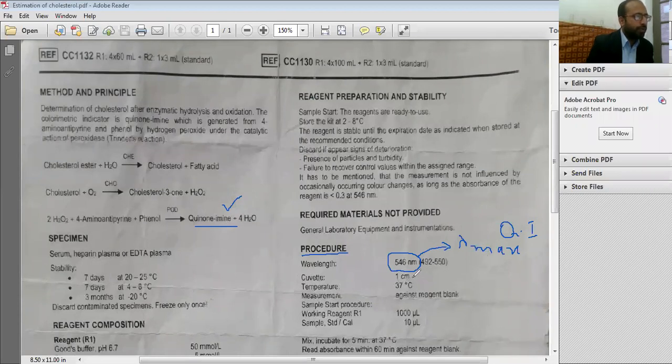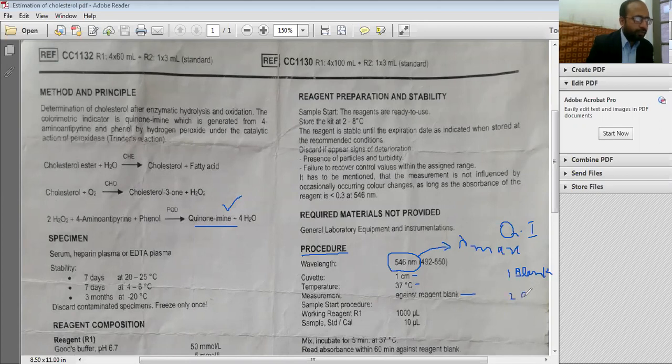Now, with the spectrophotometer, we need a cuvette and it should be 1 centimeter. Temperature should be 37 degrees Celsius, and you will proceed with the blank reagent. Now, how will you proceed with the experiment? How will you prepare the test tubes? You will take three test tubes. One test tube will be labeled as blank. In the blank test tube, you will not add any serum or plasma or standard. In the blank test tube, you will add only distilled water.